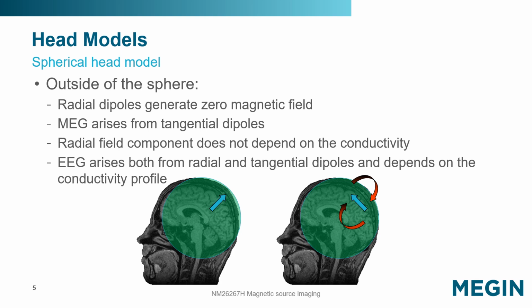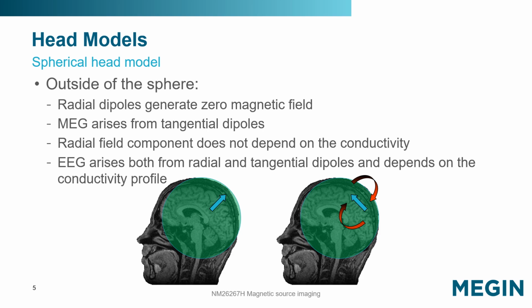Furthermore, it should be noted that the magnetic field radial component, the flux perpendicular to the sphere surface, does not depend at all on the electrical conductivity. EEG arises from both radial and tangential dipoles and depends upon the conductivity profile.